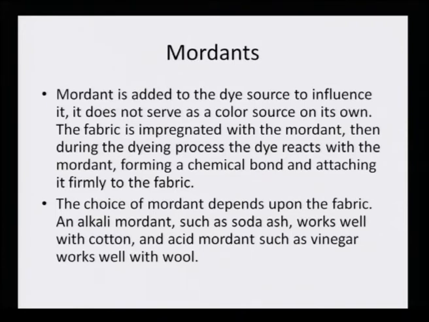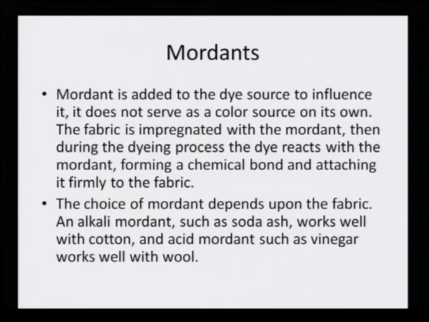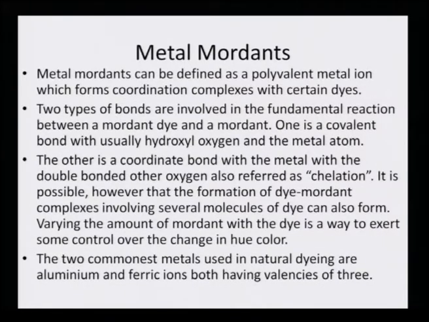So, it is not a dye source, that should be clearly understood. It is a compound which is a dye attaching agent. The choice of mordant depends upon the fabric. An alkali mordant such as soda ash works well with cotton, and acid mordant such as vinegar works well with wool and silk. Metal mordants can be defined as polyvalent metal ion, which forms coordination complexes with certain dyes.